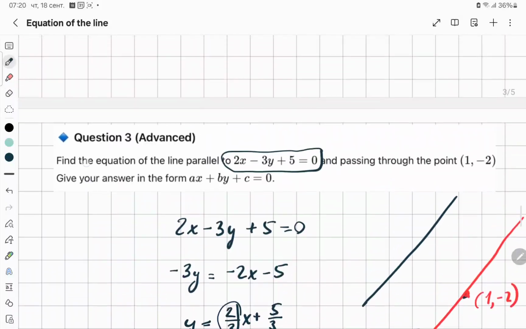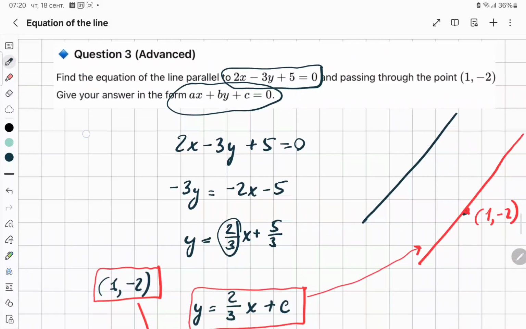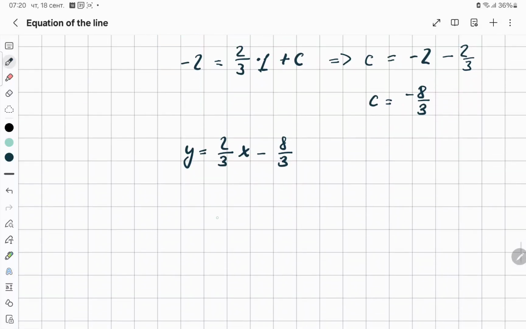Let's read the question again, what we have to find. It says, give your answer in this format. Okay, so let's multiply everything by 3. 3y is equal to 2x minus 8. And then let's put everything on the left side. 2x minus 3y minus 8 is equal to 0.